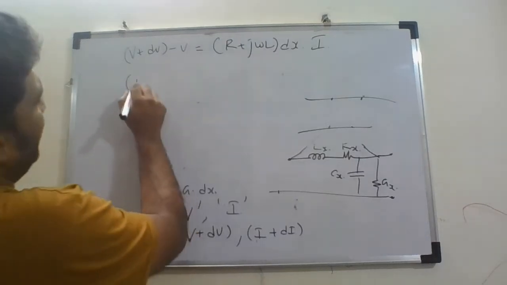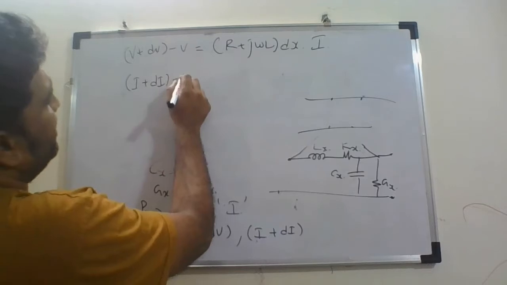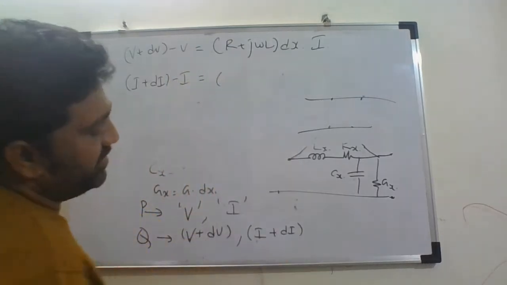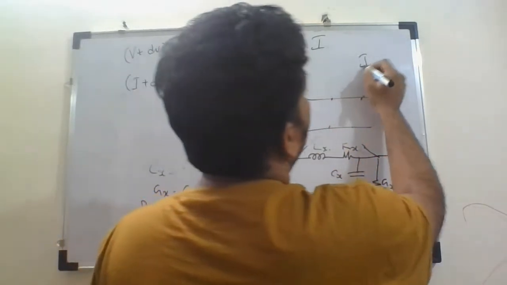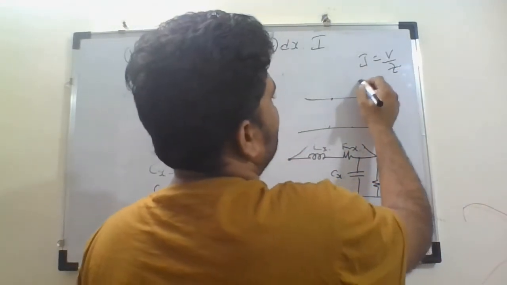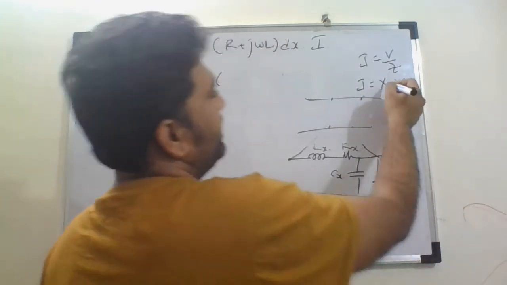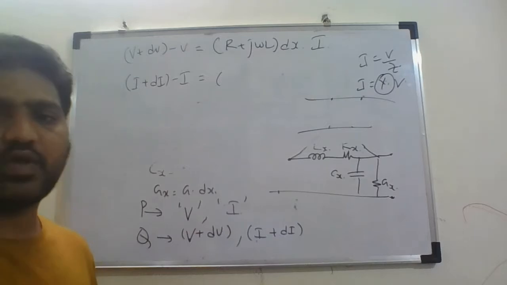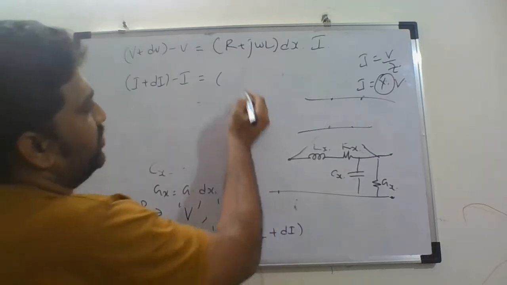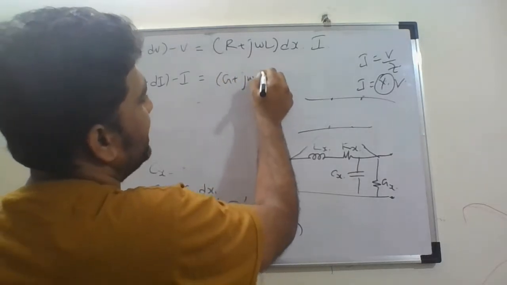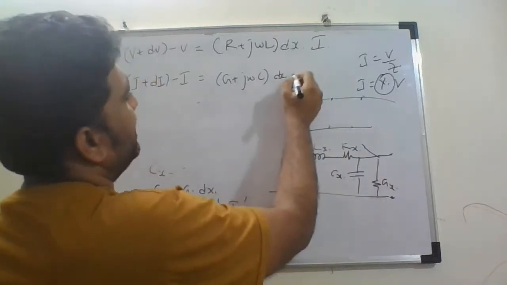Similarly, for the change in current, I get I plus dI minus I is equal to... when I am writing the expression for current, I is equal to V by R, but we can also write 1 by R as 1 by Z. So I is equal to V by Z, or this can also be written as I is equal to Y into V. Y here represents admittance, and the admittance is this parallel portion admittance. So we can write that as G plus j omega C into dx, for the small length, into V.